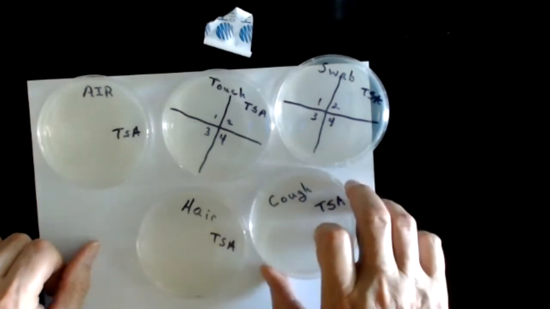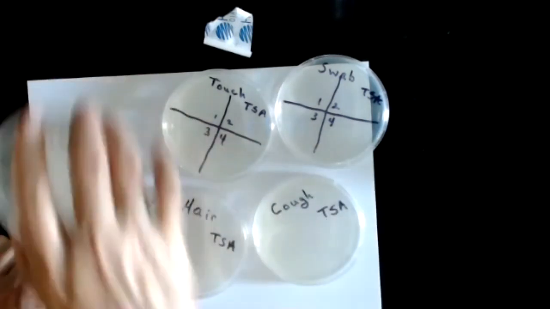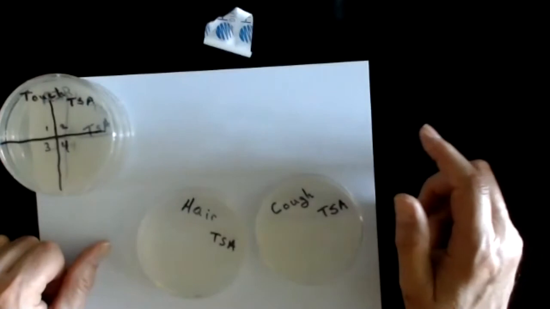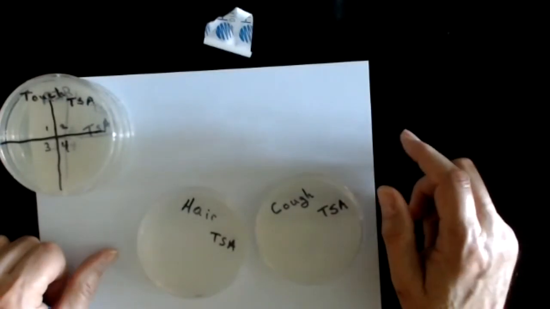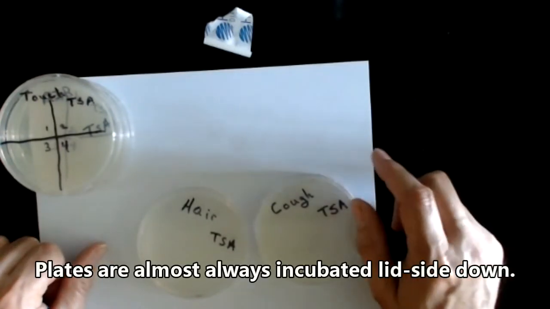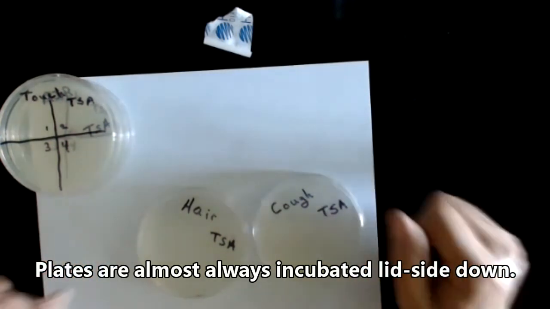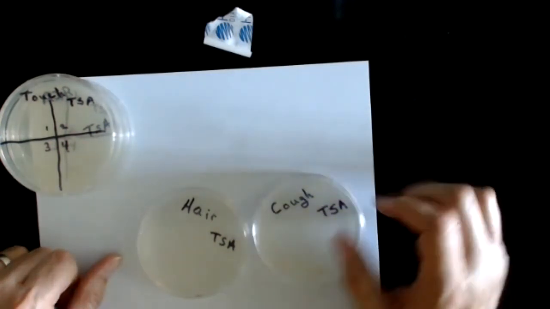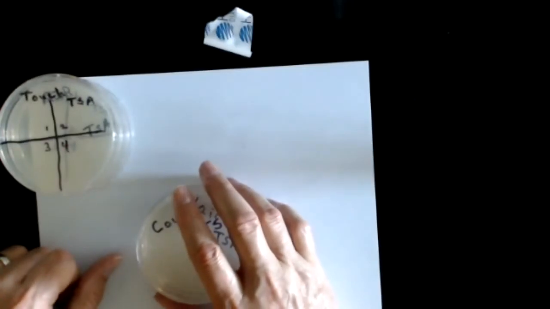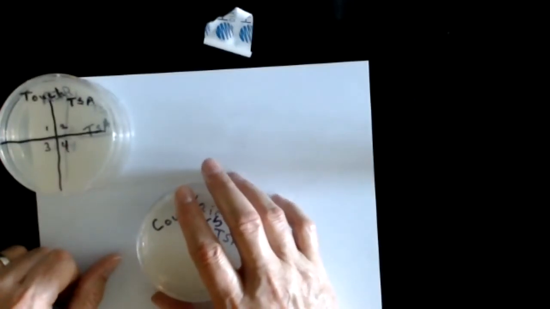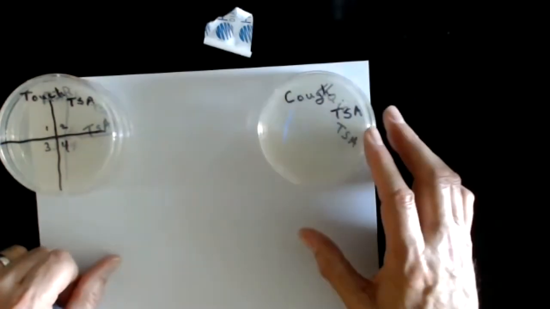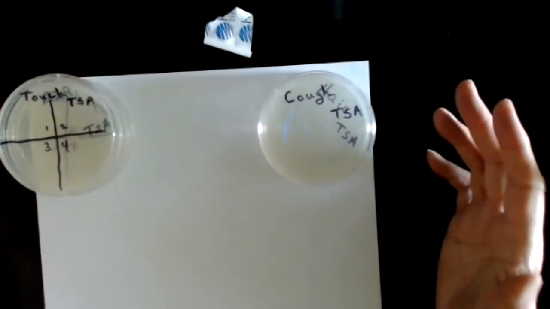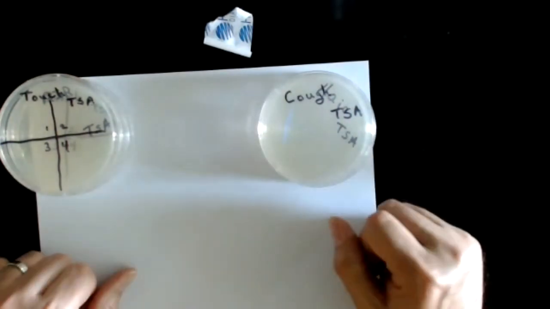Normally we would take the air plate, the swab plate, and the touch plate, and we would probably put all of those in a lab drawer so they could incubate and grow at room temperature. The cough plate and the hair plate, we either could put those in the drawer, we've done that before, or we might put them into an incubator, which is nothing more than a fancy oven. An incubator.